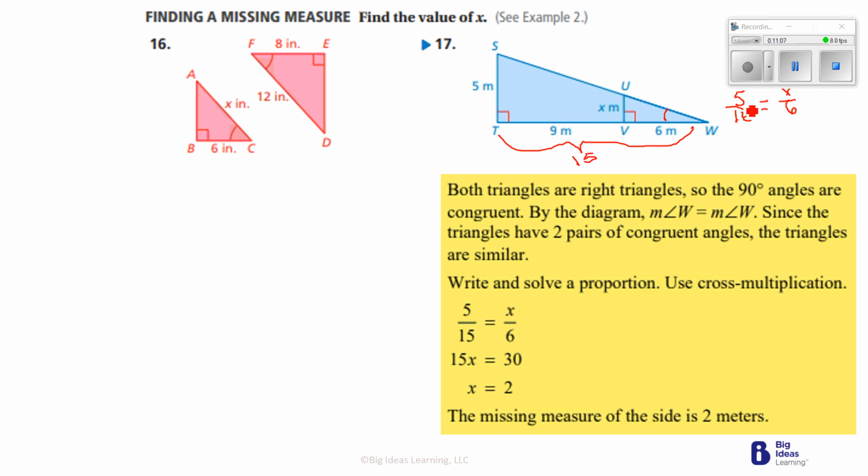Now we cross multiply to get the answer. 5 times 6 has to equal 15x. Well, 5 times 6 is 30.